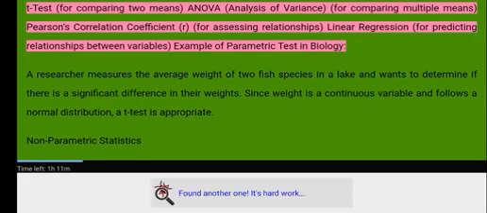T-test for comparing two means. ANOVA, analysis of variance, for comparing multiple means. Pearson's correlation coefficient, r, for assessing relationships. Linear regression, for predicting relationships between variables. Example of parametric test in biology.